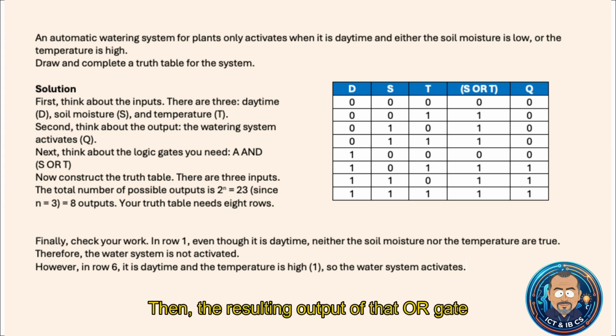Then, the resulting output of that OR gate feeds directly into our D-shaped AND gate, right alongside our daytime input D. If it happens to be daytime and at least one of those other environmental conditions is met, boom, the final output Q fires, triggering the physical water valve. It's just a beautifully clean, highly practical translation of physical environmental states into strict digital logic.